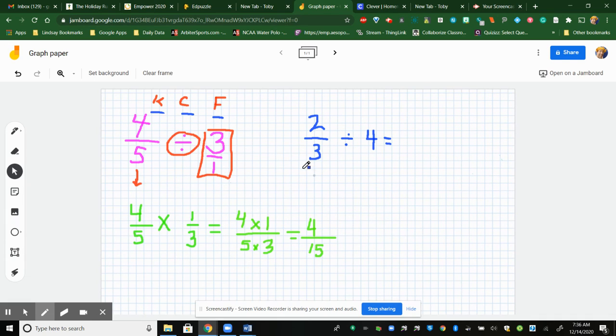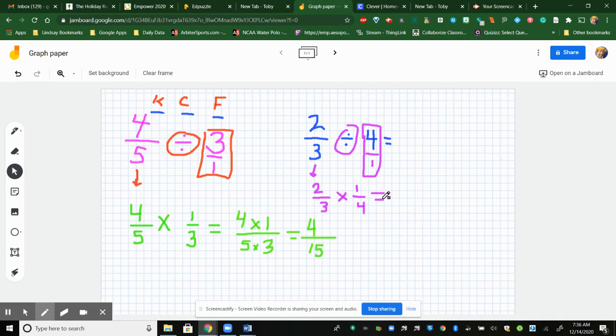Okay, so let's see if we did it correctly. So 2/3. Okay, I'm going to leave that alone. I'm going to change my symbol from division to multiplication. And 4, I'm going to represent it as 4/1. And then I'm going to flip 4/1 and make it 1/4.